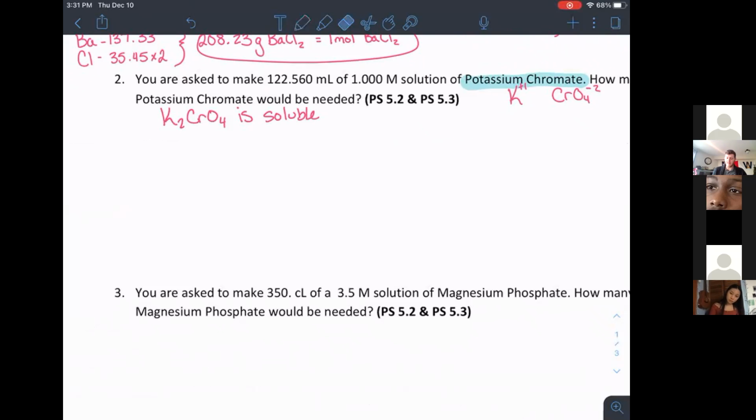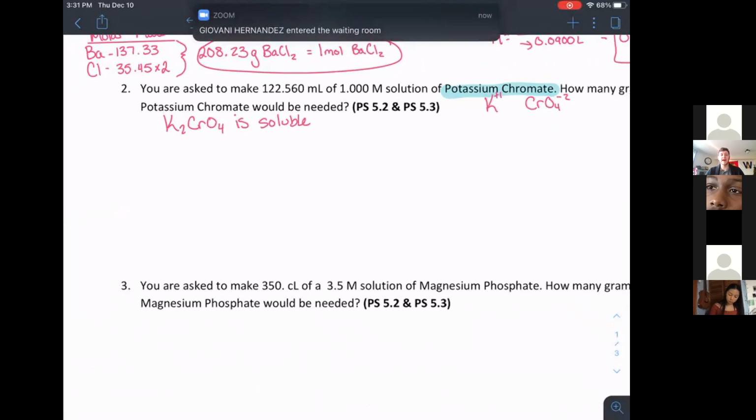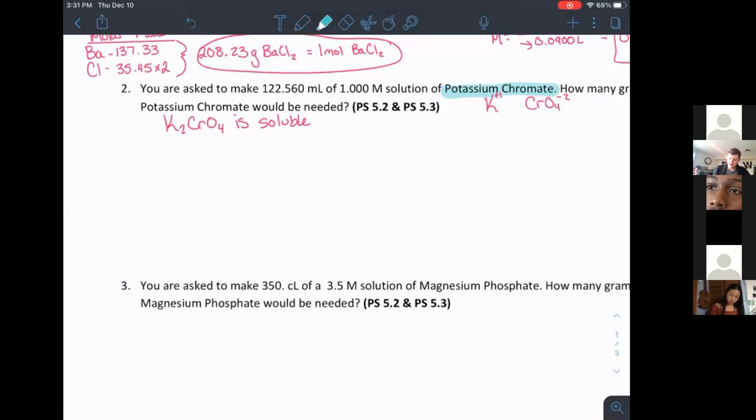So now let's look at our information. It says you're asked to make 122.560 milliliters of a 1 molar solution of potassium chromate. How many grams of potassium chromate do you need? So we have the milliliters and we have the molar solution. The first thing we should notice is milliliters instead of liters, which means we do need to convert.